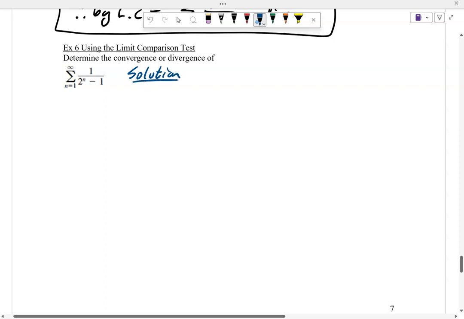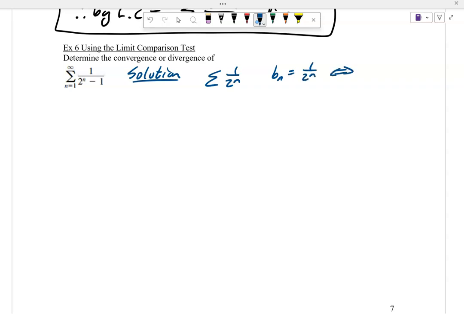For large values of n, we expect this to behave similar to 1 over 2 to the n. And so we're letting b_n be 1 over 2 to the n. That's the same thing as (1/2) to the n, right? And notice a_n, b_n, these are all positive terms for all n greater than or equal to 1. And so it meets the criteria. So we're analyzing this 1 over 2 to the n. Does this thing converge or diverge?